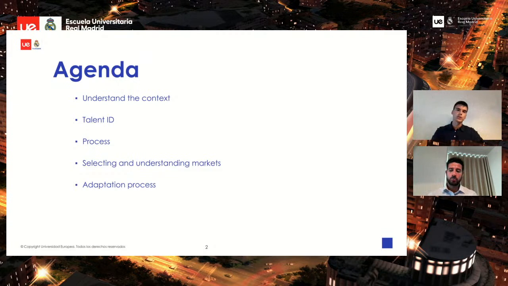We will continue with the process inside a scouting department. You'll see it in a minute. And then we'll continue with selecting and understanding markets, which I think is a crucial part of the scouting process. And then we'll finish with something that could or could not belong to the scouting department. This is more of an internal question sometimes, but the adaptation process.